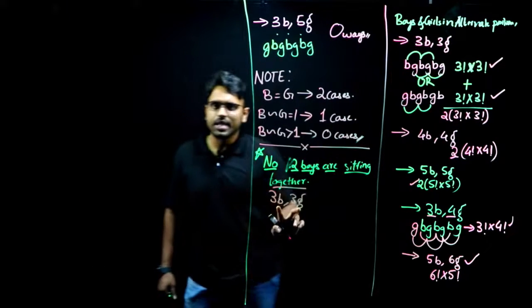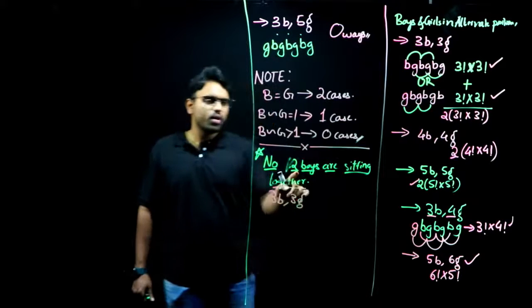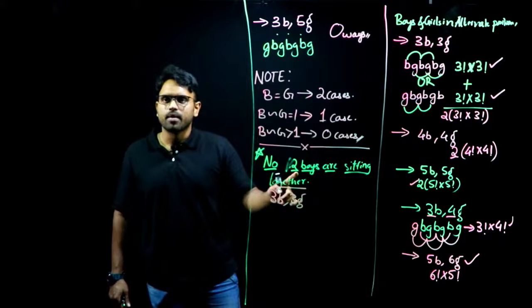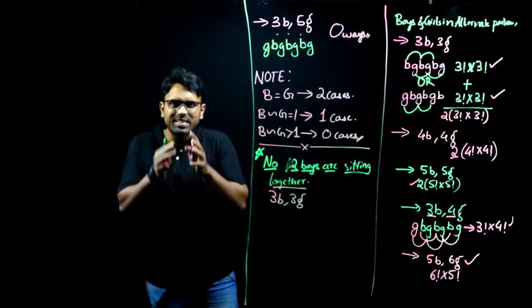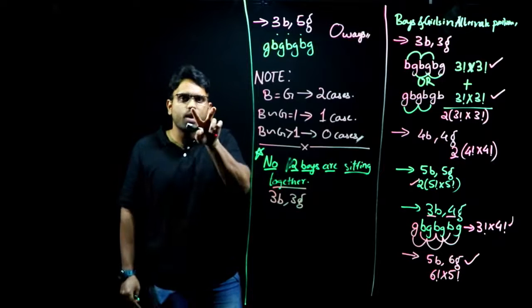There are 3 boys and 3 girls. What is that I can do? No two boys are sitting together means what? What is the prerequisite? What is the condition for no two boys to sit together?